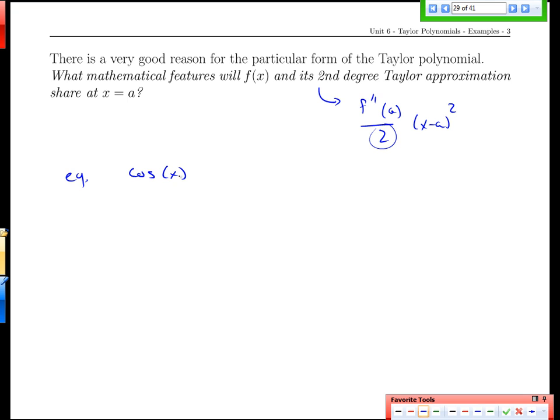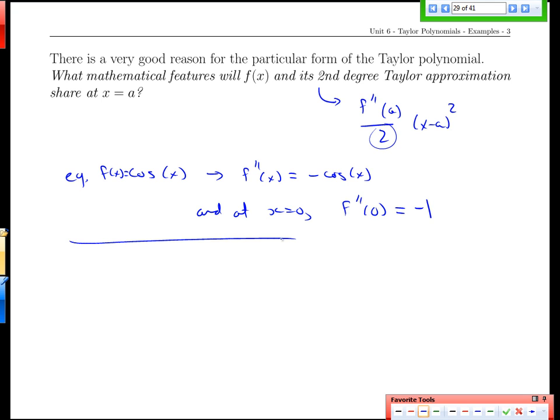If we have cos of x as our function, that means that f double prime was equal to negative cos of x, and at x equals 0, f double prime of 0 would be negative 1. Let's compare that to our polynomial. So our p2 of x was 1 minus 1/2 x squared.